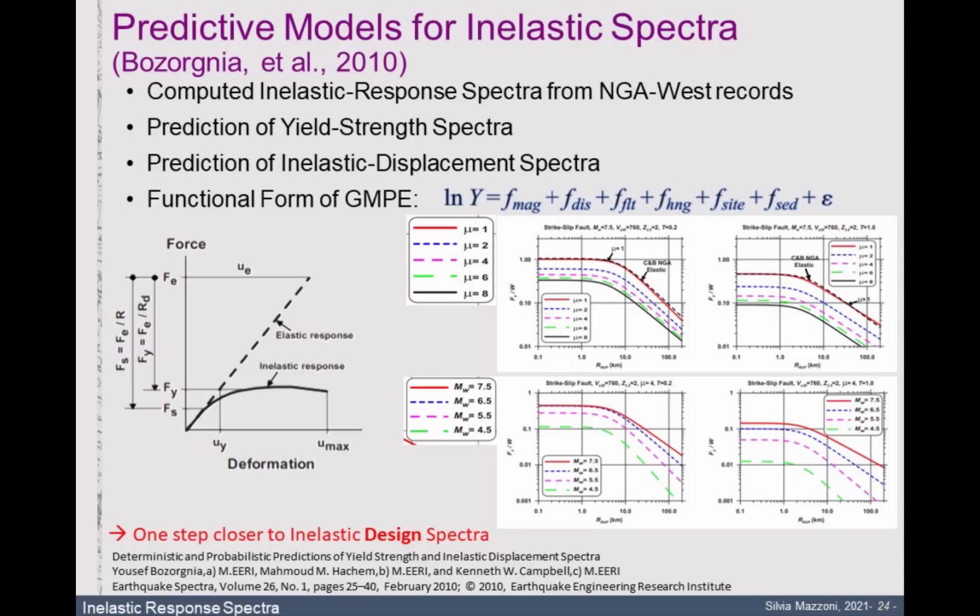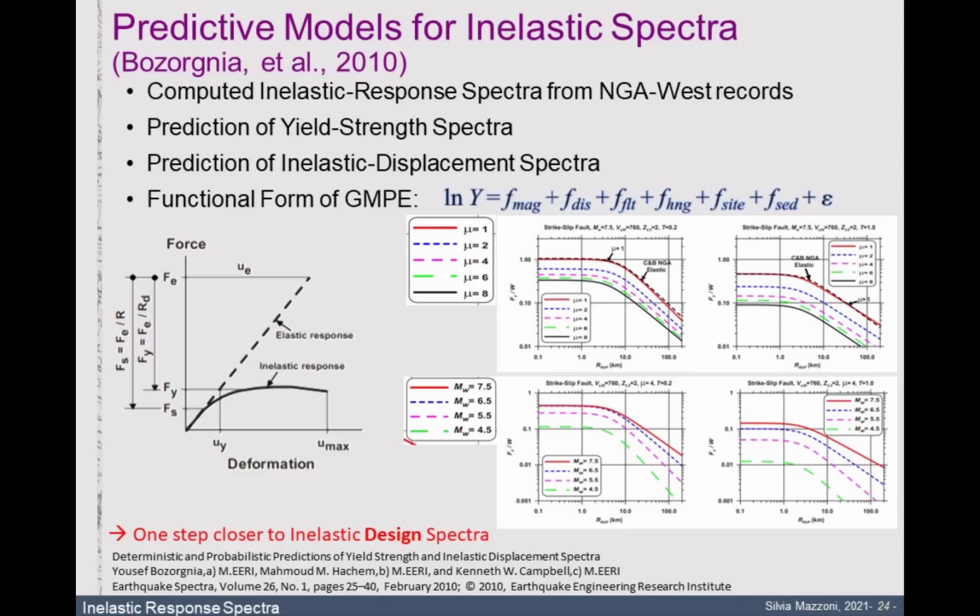Another application in 2010, Professor Bozorgnia with Mahmoud Hachem and Kent Campbell. I didn't know that Kent Campbell was part of this. So they took the NGA West 1 record and built a huge database of inelastic spectra. And that's why I recommend going to the database and then interpolating that data to get to the ductility levels, because then you have that much more data to really play with in the post-processing.